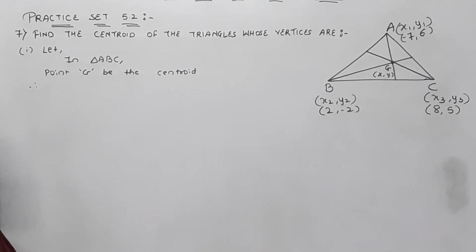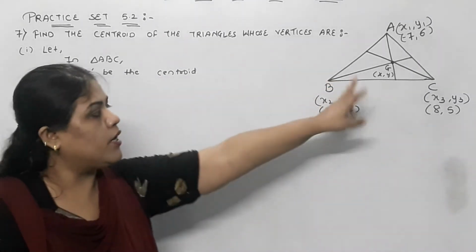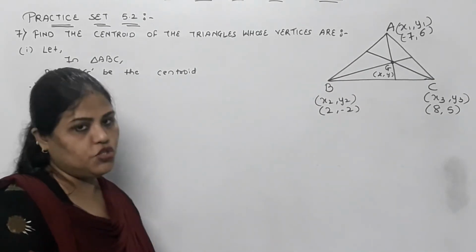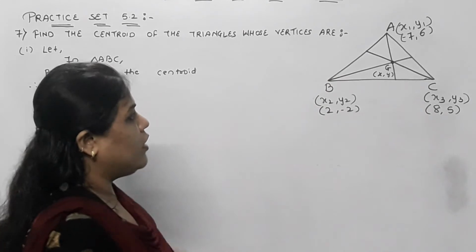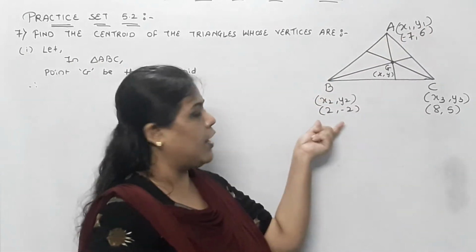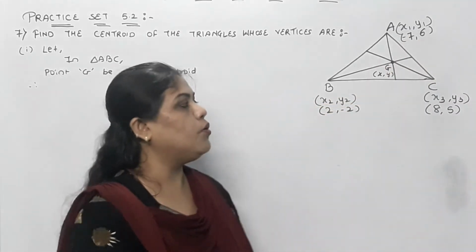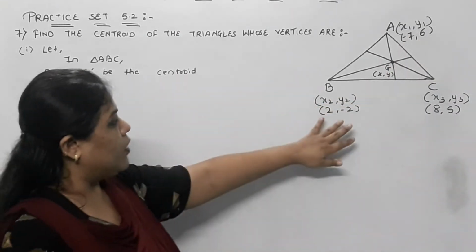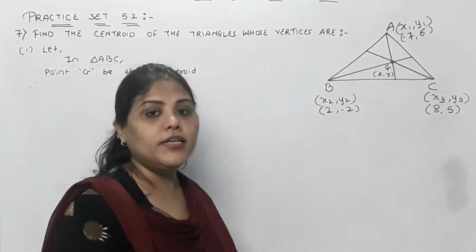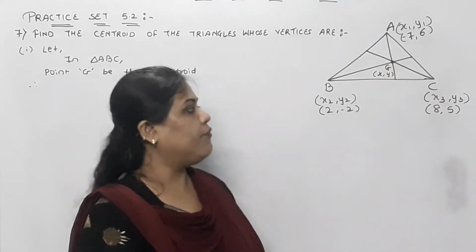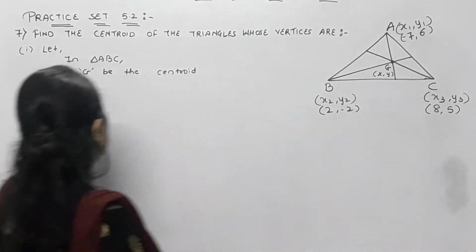The first one is we have to calculate the centroid, means we have to calculate the coordinates of point G. So here I have drawn one triangle, that is ABC, and the coordinates are x1, y1, x2, y2, x3, y3. Coordinates are given to you: -7, 6, 2, -2, 8, 5. So by applying the centroid formula, we have to calculate the coordinates for point G. See how to solve this.